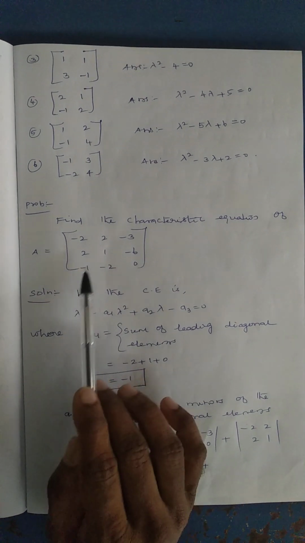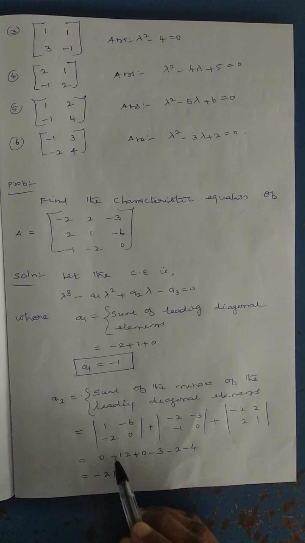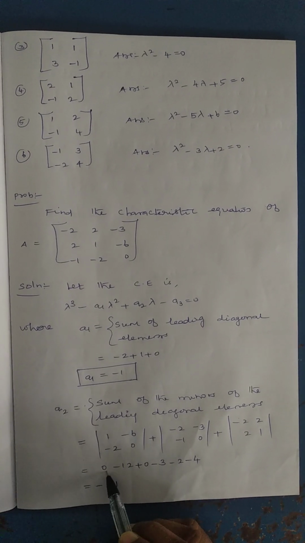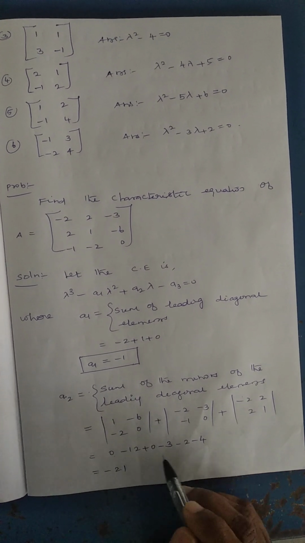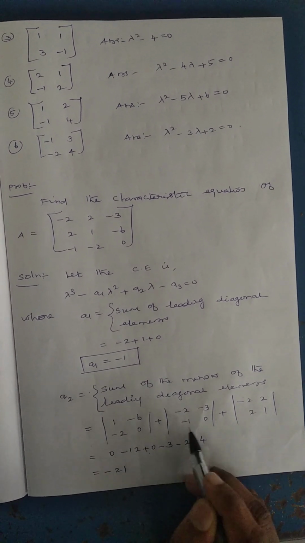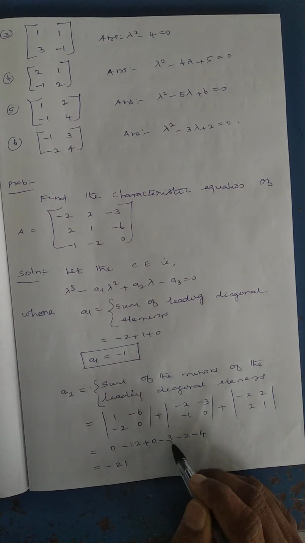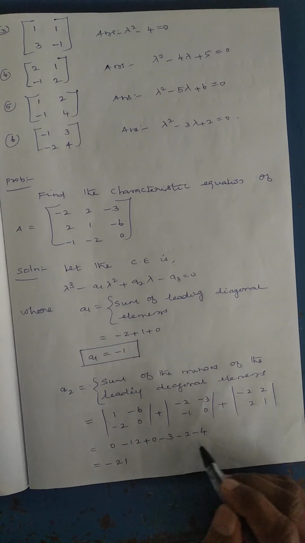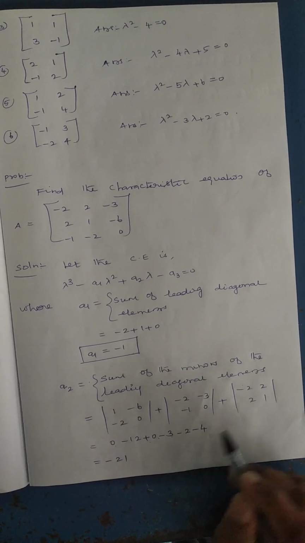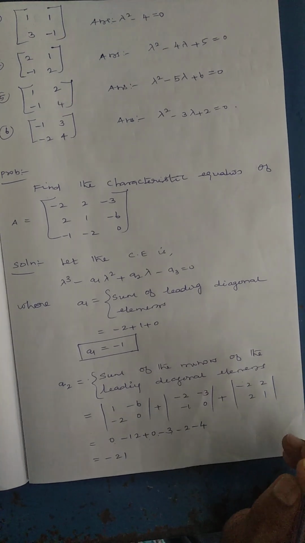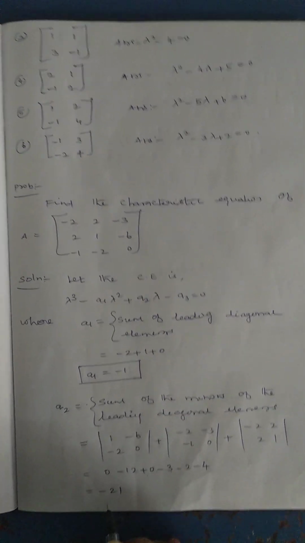Plus the minor of 0, determinant of [minus 2, 2; 2, 1]. Adjust the values: 1 into 0 is 0, 2 into 6 is 12, already 1 minus, so minus 12 plus 0. 2 into 0 is 0, 1 into 3 is minus 3, already 1 minus, so minus 3. Plus 1 into 2 is minus 2, 2 into 2 is 4, already 1 minus, so minus 4. So equals minus 21.